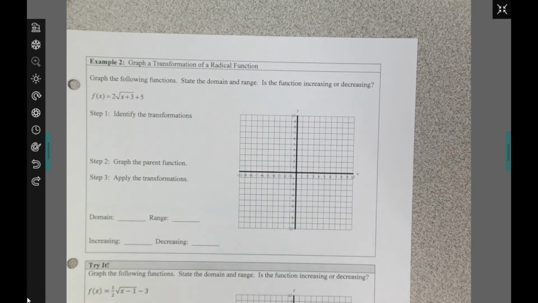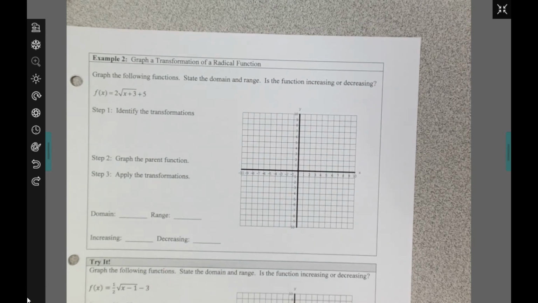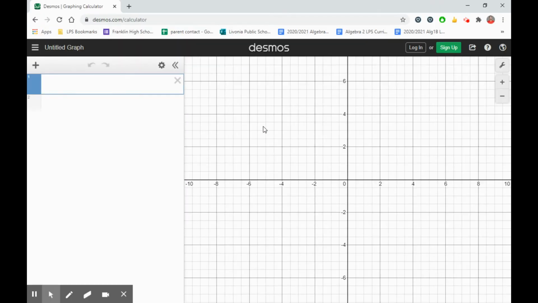All right. For example 2, I would never ask you to graph this by hand. Okay. So what you can do is if you have a graphing calculator, you can actually use the graphing calculator. Or if you don't have one, you can go to desmos.com, which, depending on who you had first semester, we introduced a bunch of students to this. So if you go to desmos.com, we can go ahead and type this in.